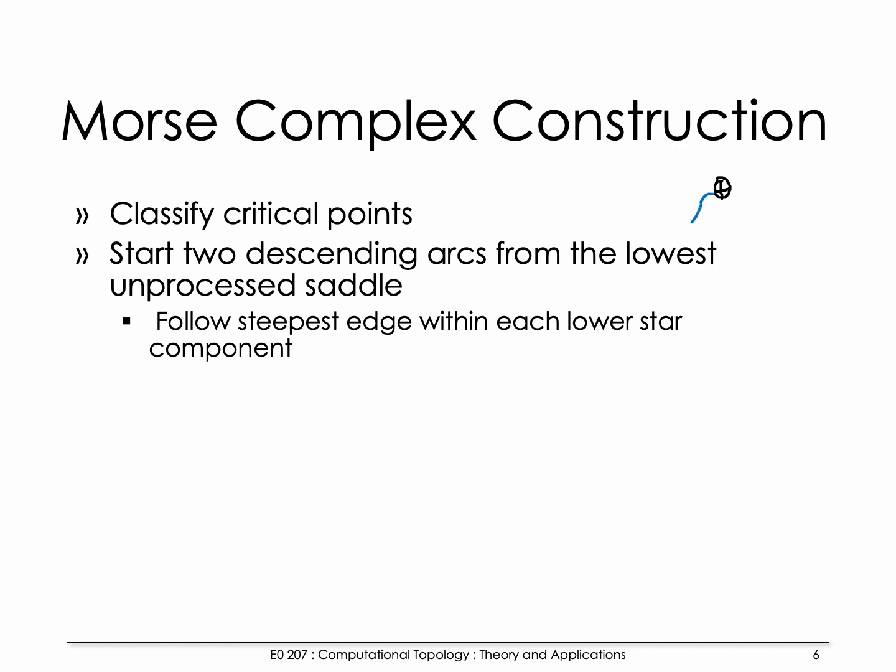So these descending arcs look like that. There are two that you begin, and you trace these arcs until you identify the terminating or the destination minimum, right? And the way we trace these arcs is by following the steepest edge within each lower star component.